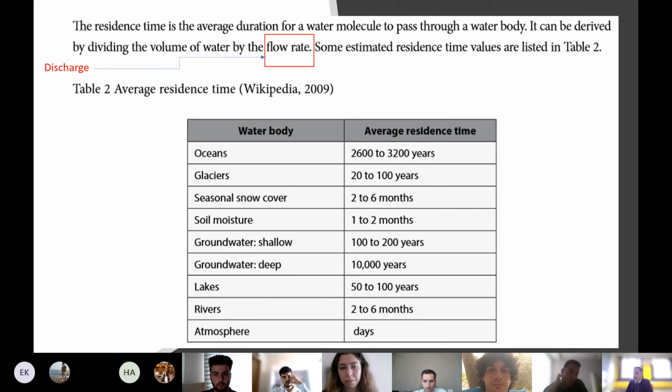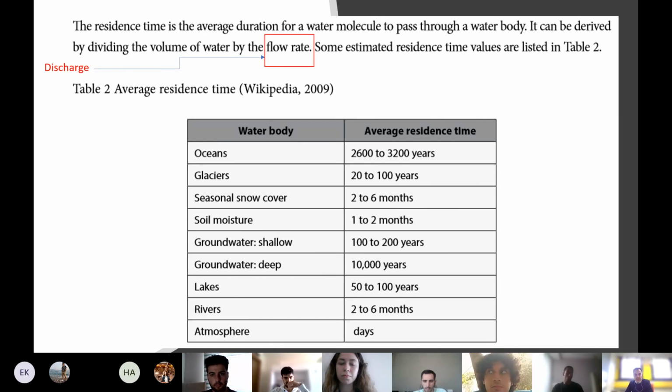You will see in this table the residence time calculated for different reservoirs that we already talked about. The residence time is the average duration for a water molecule to pass through a water body. A water body is a reservoir. It can be derived by dividing the volume of water by the flow rate. Flow rate, flux, or discharge, you will hear frequently in this lecture, but after several lectures, I will only use the term discharge.